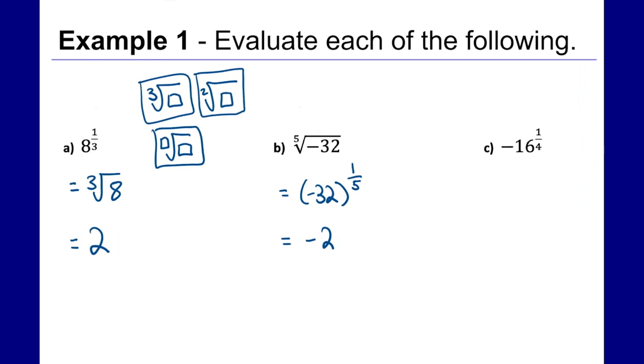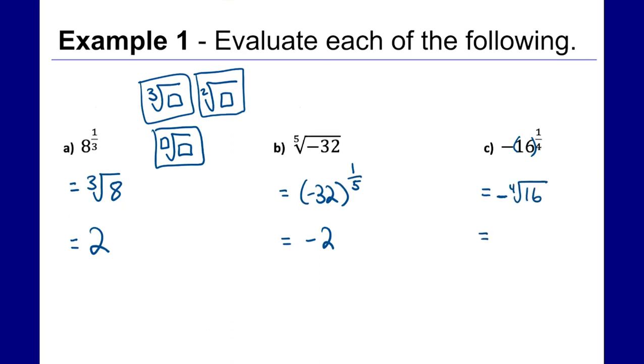For part C, again, we're just evaluating. If I wanted to, I could convert this. It's the fourth root of negative 16. So what times itself 4 times is negative 16? Actually, I just made a mistake when I was talking about it. Think about what the exponent is attached to. It's just attached to this 16. That means the negative stays out front, and we're looking for the fourth root of 16.